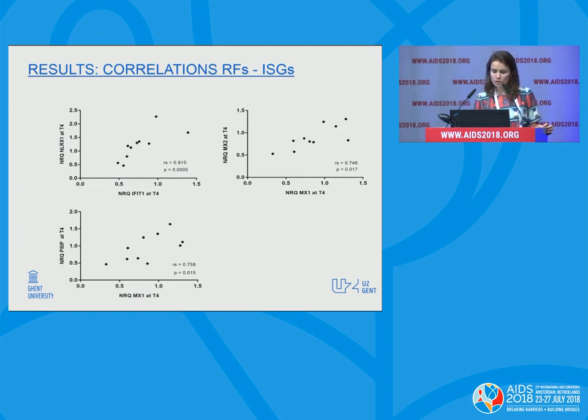For time point 2, we did not find this correlation, and this is possibly because there was a dissociation, so the restriction factors were mostly expressed earlier. The expression was higher, it increased earlier at time point 2 compared to that of the interferon-stimulated genes, which was more at time point 3. But at time point 4, we also see some correlations, although in a more limited set of the restriction factors. So MX2 was also correlated, and also the cofactors were correlated. For the other ones, there was no evidence for any correlation at that time point.